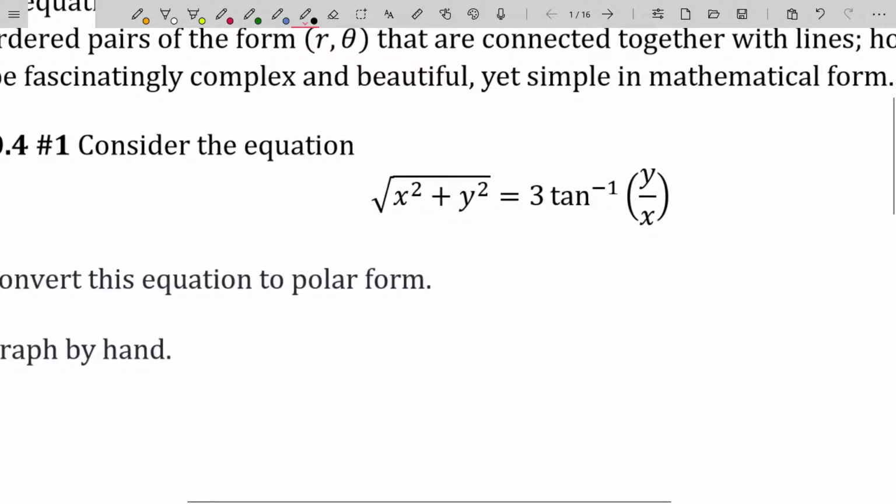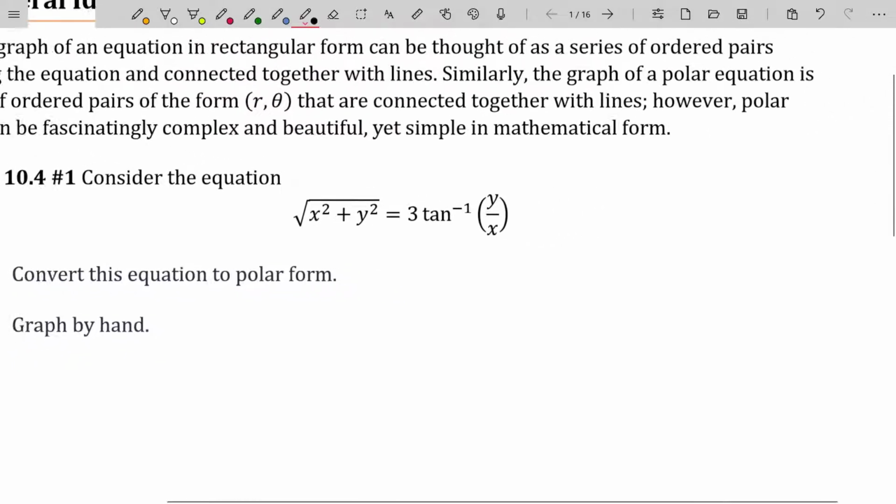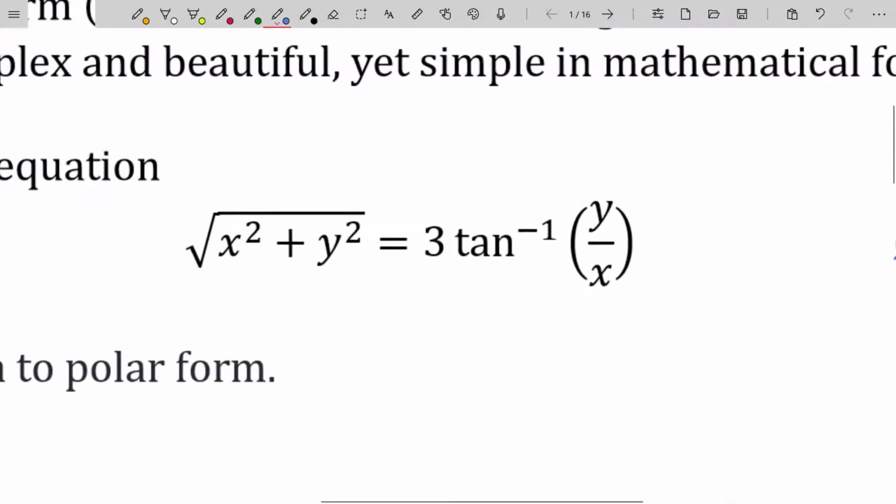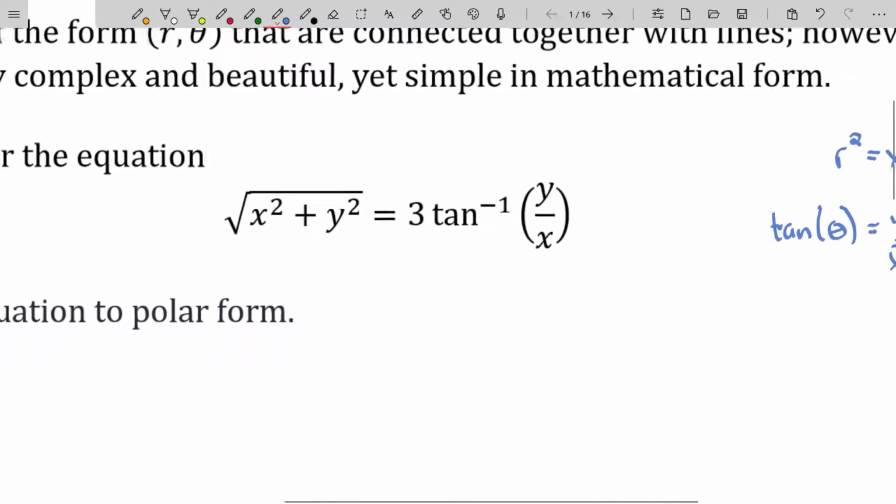So converting this equation to polar form, I'm going to use some formulas we've learned in the past, specifically that in polars, r squared is equal to x squared plus y squared. That is, r is equal to the square root of x squared plus y squared. And the tangent of theta is equal to y over x. That is, theta is equal to the tangent inverse of y over x. Technically speaking, theta is unrestricted, versus this equation where theta is somewhat restricted because it's between negative pi over 2 and positive pi over 2.